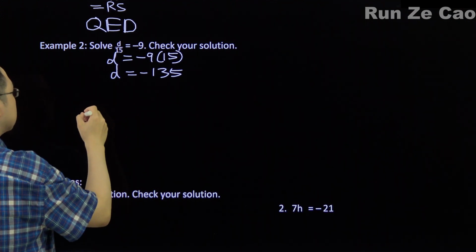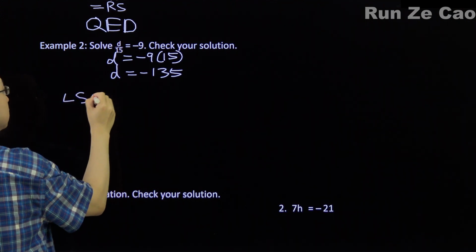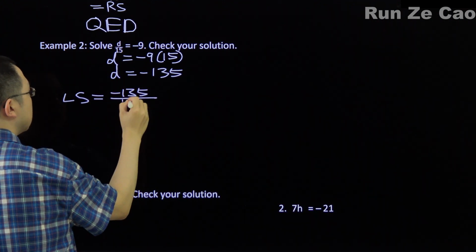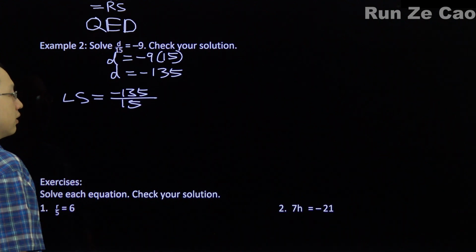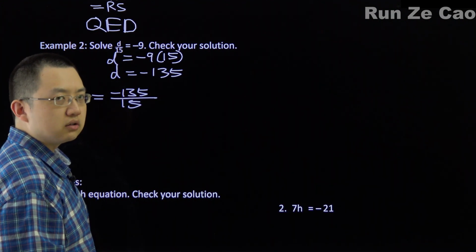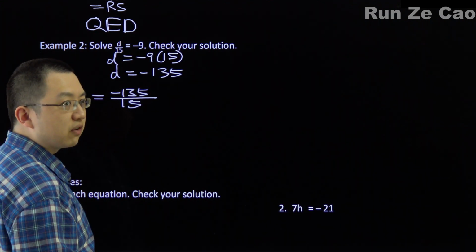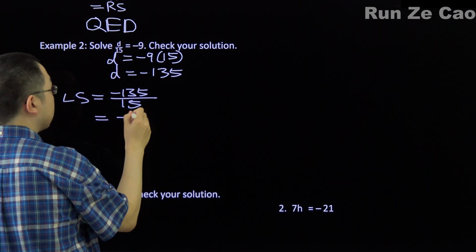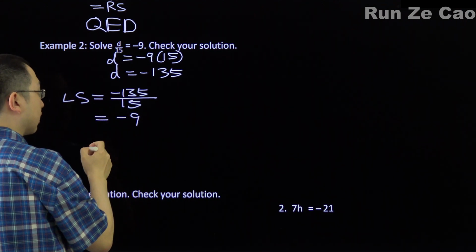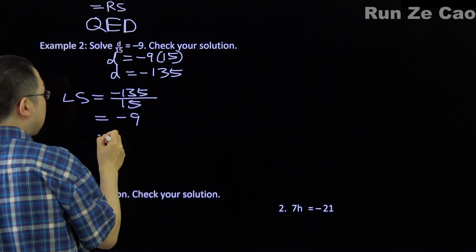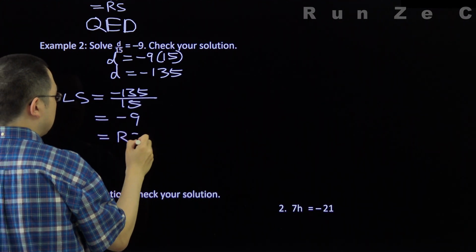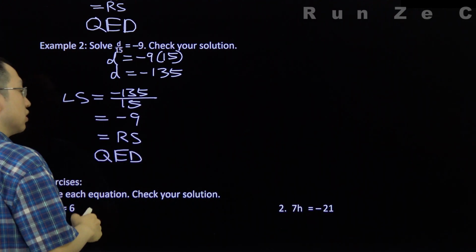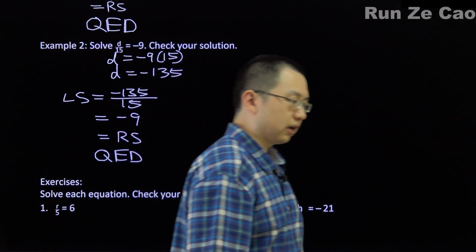So check your solution. Left side is equal to negative 135 over 15. Hey guys, what's 135? Oh, it's 150 minus 15. So we're looking at negative 9 here, because this is negative. And that's equal to the right side, which means that you've shown that your solution is correct.